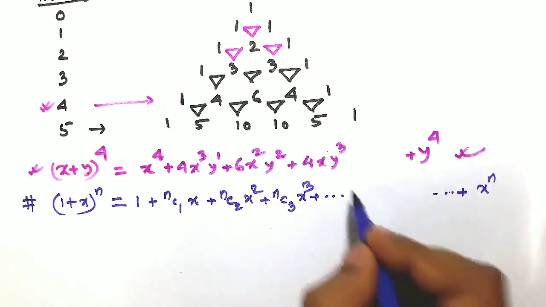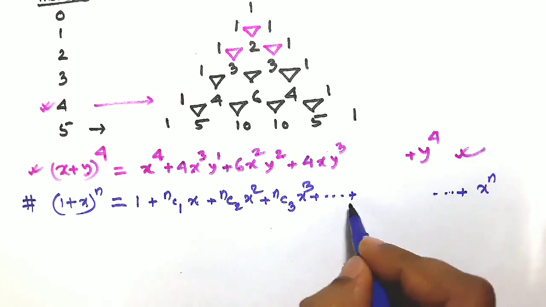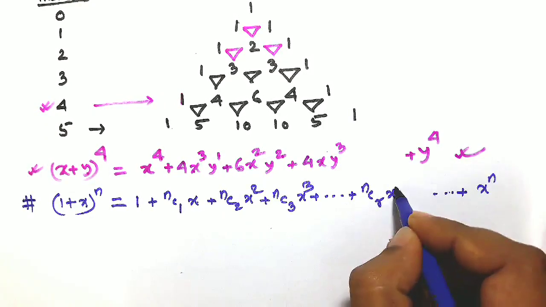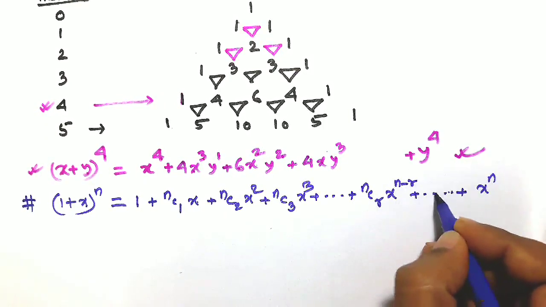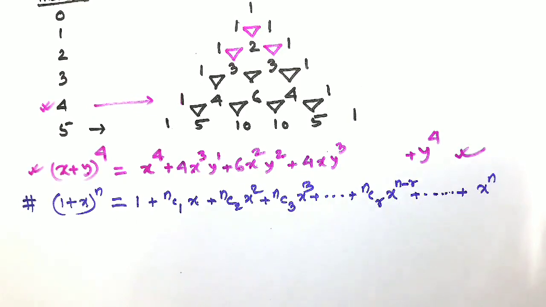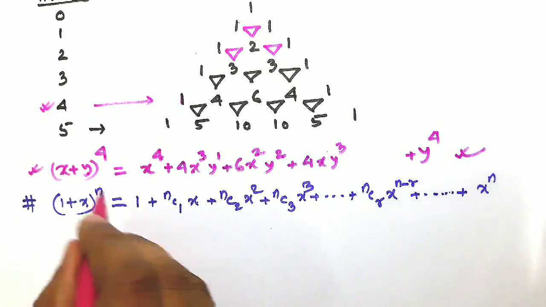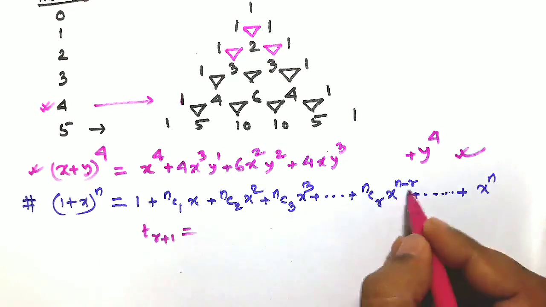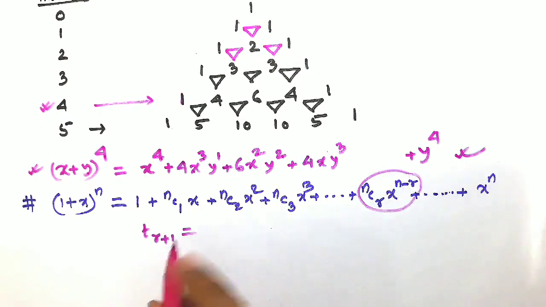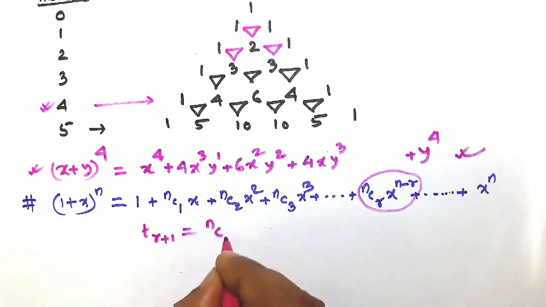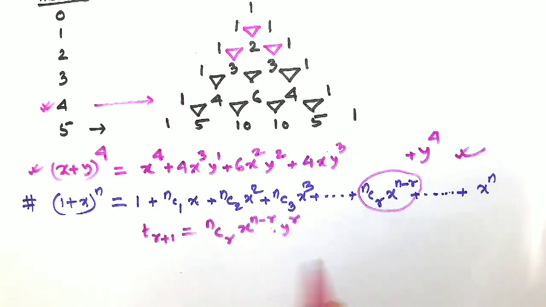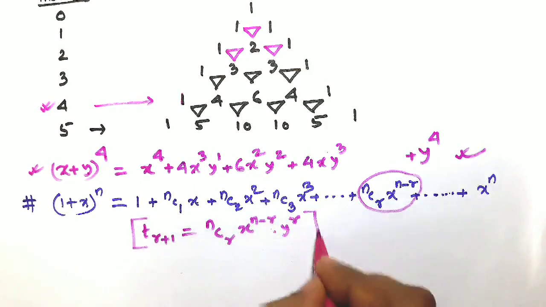This is the total expansion, but you have to write the (r+1)th term also. The (r+1)th term will be nCr x^r, and so on. So we write the general term. The general term of (1 + x)^n is T_(r+1), and T_(r+1) will give you this term. That means the general term is nCr x^r. This is the general term of the expansion of (1 + x)^n.